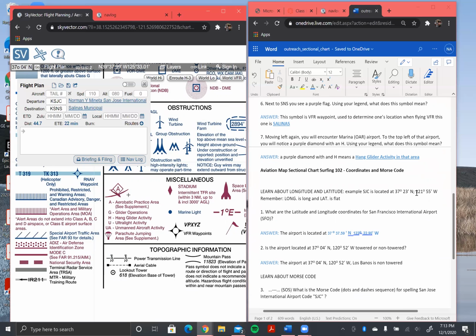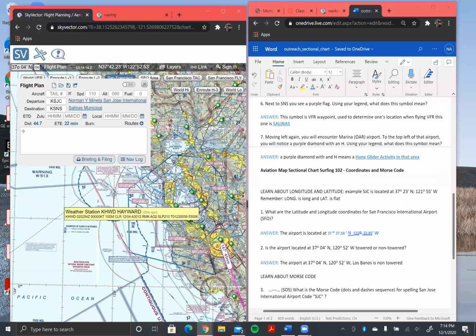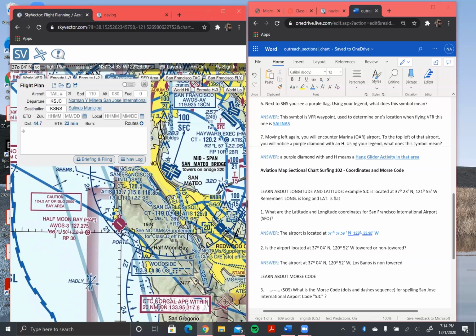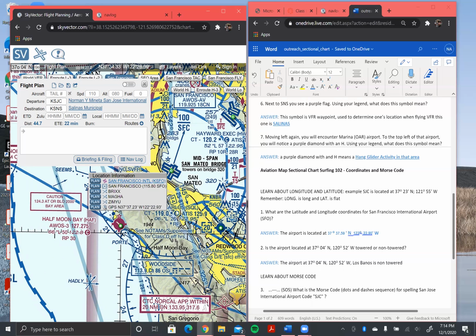Okay, number one on the Morse code and the coordinates. What are the coordinates for SFO? So if we look back, go all the way here. SFO is marked by this little green dot right here. If you hit the dot and look at the GPS, it says it right there, 37 04 north, 120 degrees 52 minutes west. Oh wait, whoops, I'm reading the wrong thing. SFO is 37 degrees north, 37.59 minutes, and 122 degrees west with 22.90 minutes west.